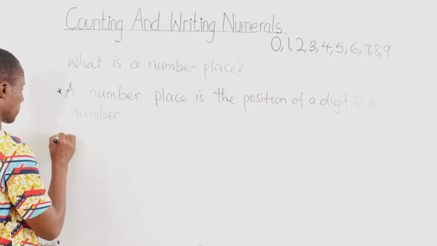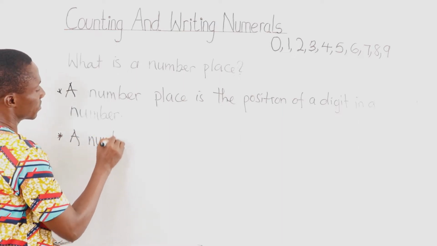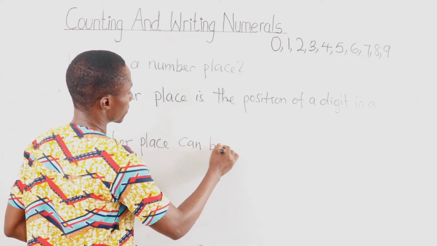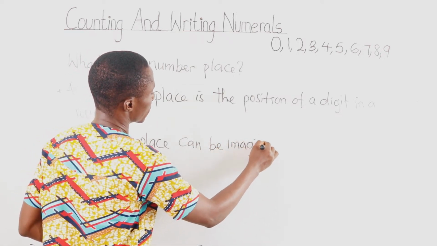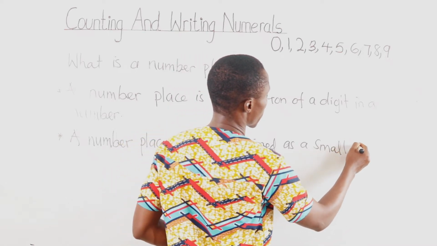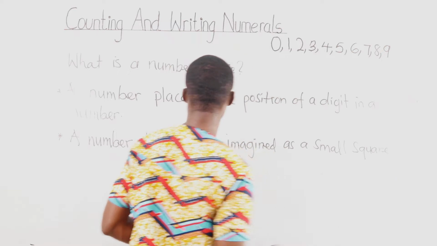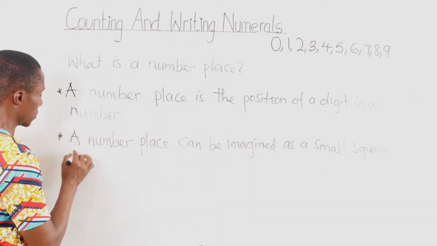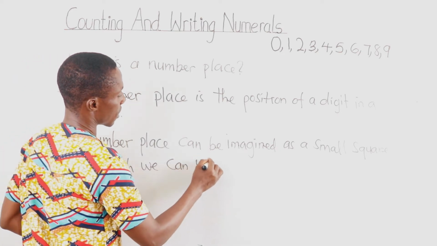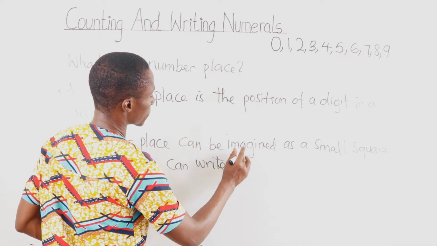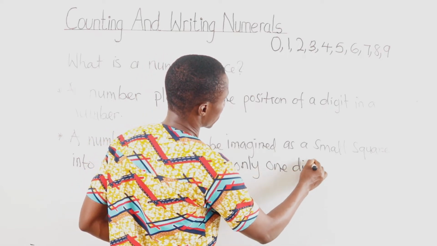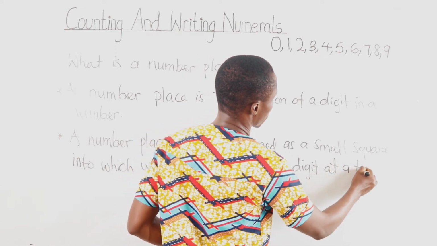We can also say a number place can be imagined as a small square into which we can write only one digit at a time.